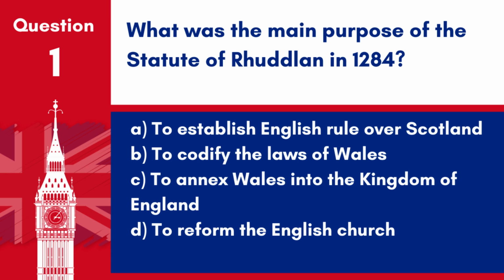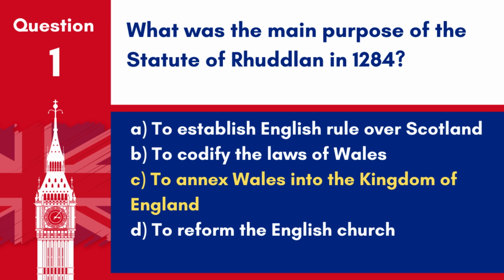Question 1. What was the main purpose of the Statute of Dublin in 1284? A. To establish English rule over Scotland. B. To codify the laws of Wales. C. To annex Wales into the Kingdom of England. D. To reform the English Church.